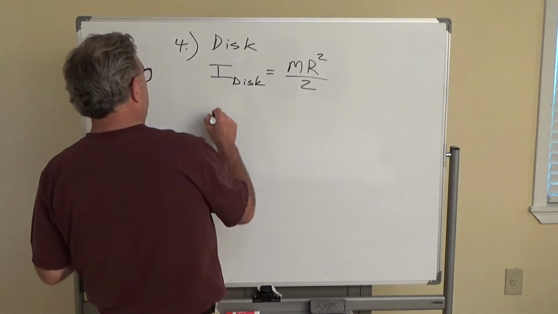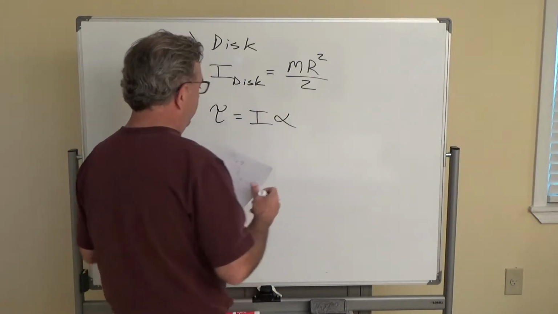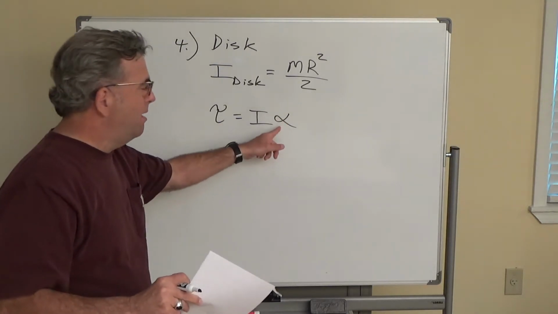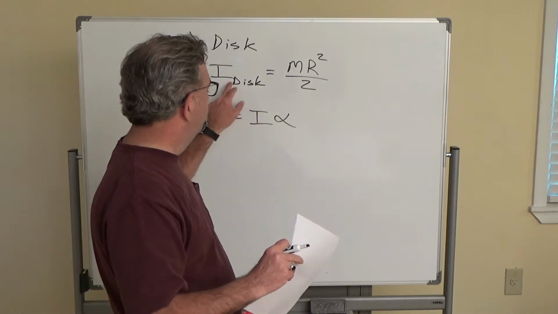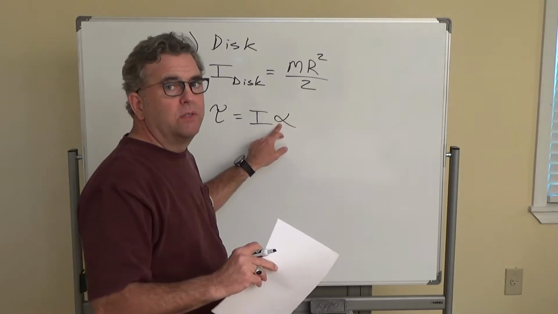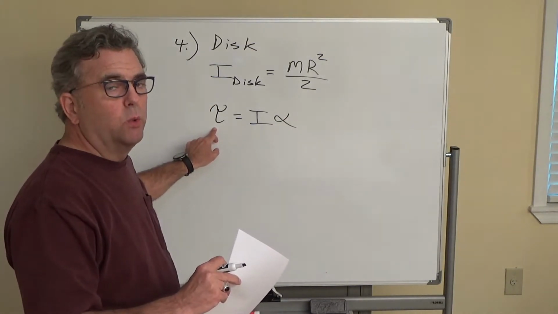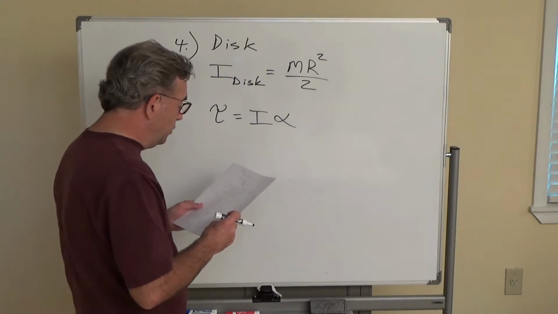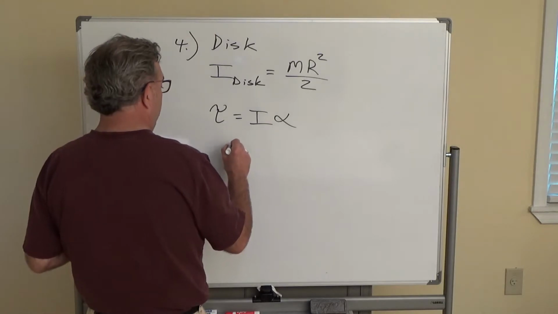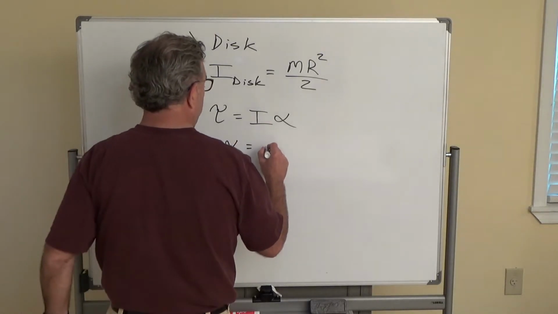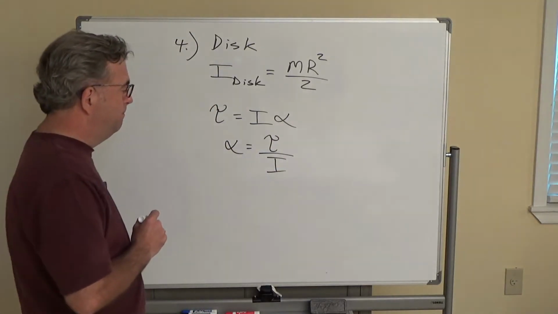So they give you a torque, I think. We know that the torque is I alpha. I plays the role of the mass, and alpha plays the role of the acceleration. That's the moment of inertia of the disk times the angular acceleration of the disk, and that equals the torque. So given the torque, you can solve for alpha. Alpha is equal to the torque over that moment of inertia.